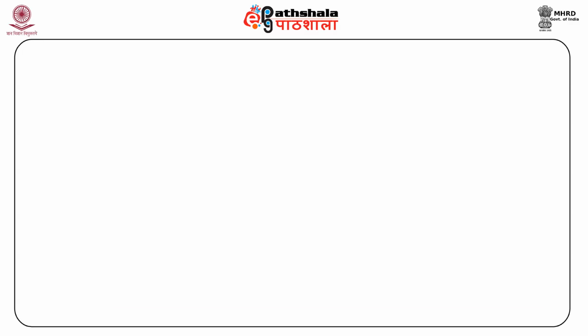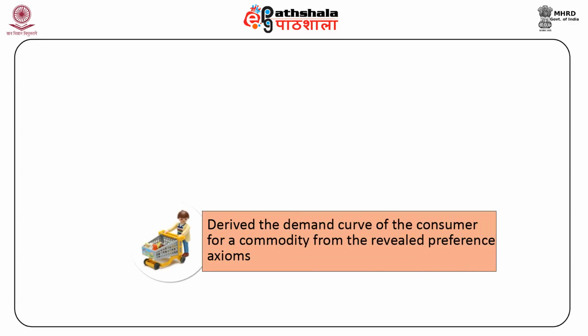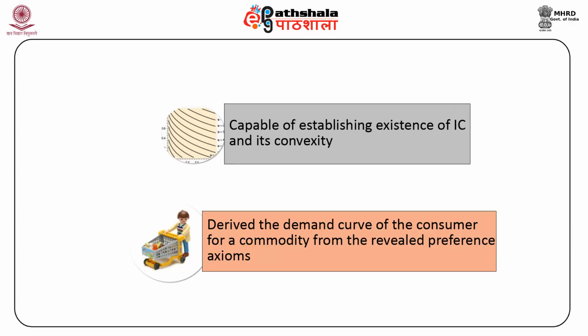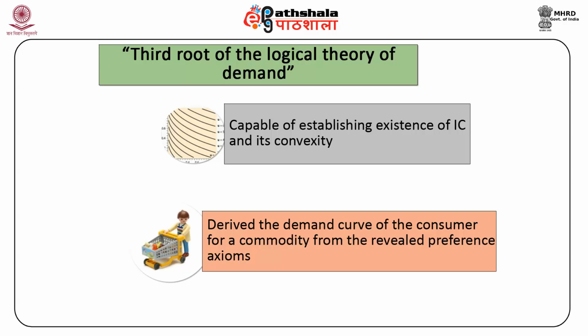The revealed preference theory. Revealed preference theory of consumer behavior is the only theory which has derived the demand curve of the consumer for a commodity from the revealed preference axioms, that is, baskets of different goods which a consumer buys at different prices without using IC and its restrictive assumptions. Moreover, this theory is also capable of establishing the existence of IC and its convexity. Because of its success, it is also known as the third root of the logical theory of demand.